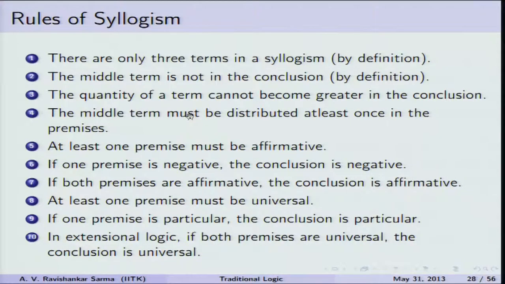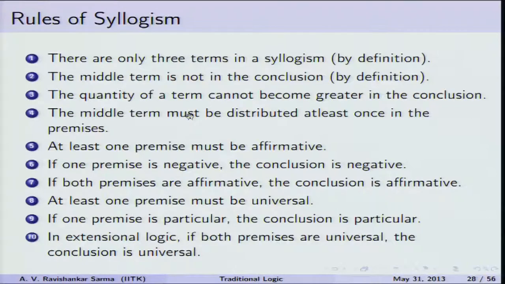In that sense, Aristotle permits that from two A propositions you can still infer an I proposition. There the quantity of the terms that occur in the conclusion is not greater than in the premises.